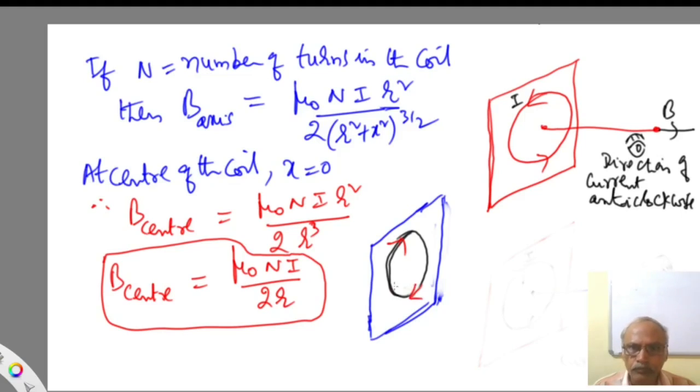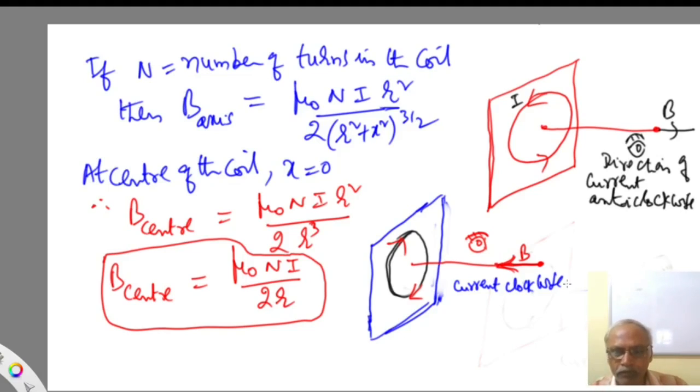Like this. This is the axis. Now here the magnetic field is this side. Here it is clockwise. If you see the current from here, the current is clockwise. If the current is clockwise, you fold the fingers of your right hand palm in the direction of current. Which side is the thumb pointing?